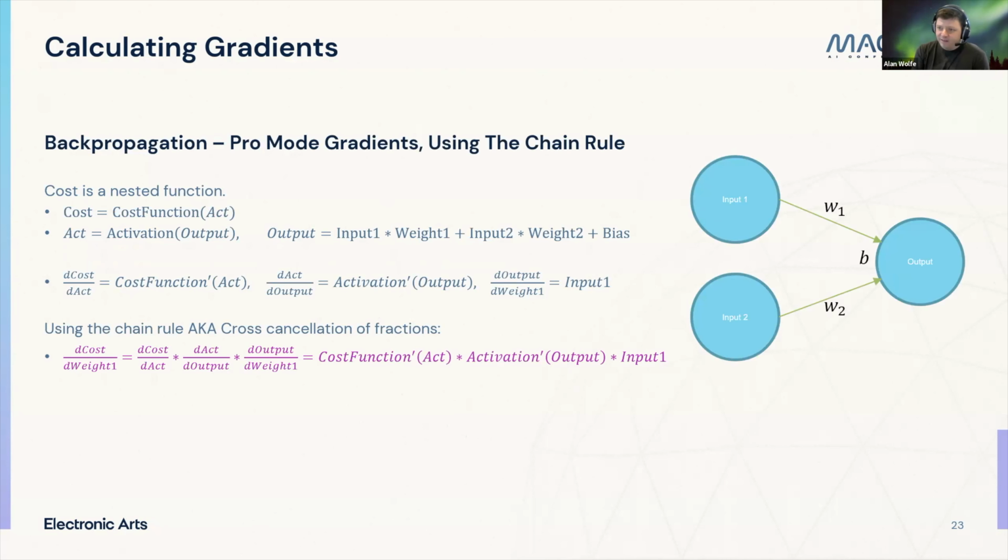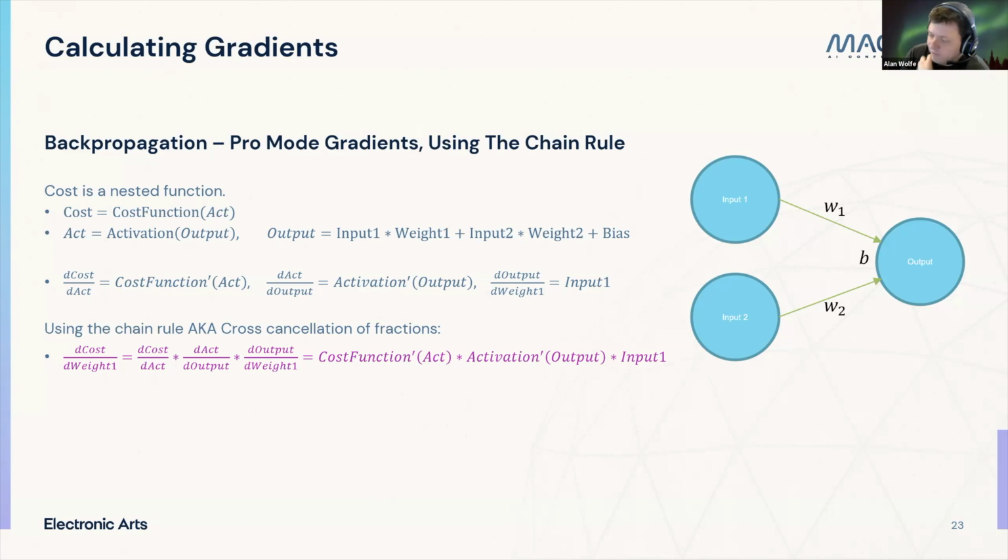Okay, last but not least, the third way to calculate gradients is through backpropagation. This is kind of like the pro mode gradients. This is what people actually use for the most part. What it comes down to is using the chain rule. And if it's been a while since you've taken calculus, the chain rule is just the fancy way of saying that you can do cross cancellation on derivatives just like you can as if they were fractions. So let's see how to do it.